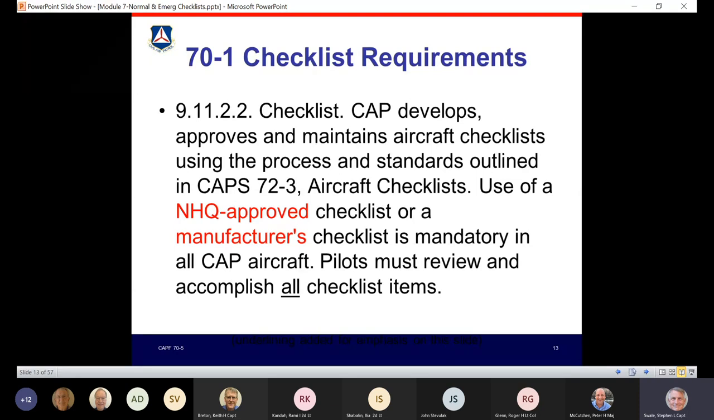The second part of paragraph 911 says that you get to pick from two different kinds of checklists as the pilot in command. One can be the NHQ approved checklists, of which everyone should have downloaded those tonight, so you know how to fetch those, or you can use the manufacturer's checklist. It's totally up to the pilot in command to choose which one he wants. However, the only admonition is the pilot must review and accomplish all checklist items on the checklist that they select.